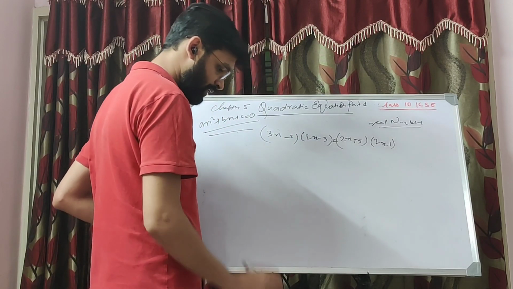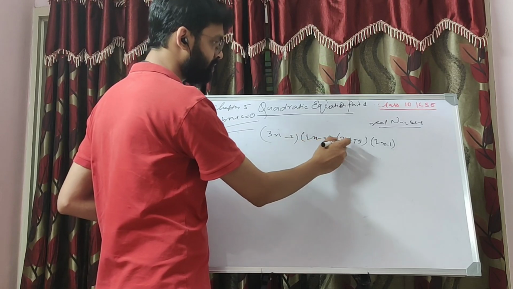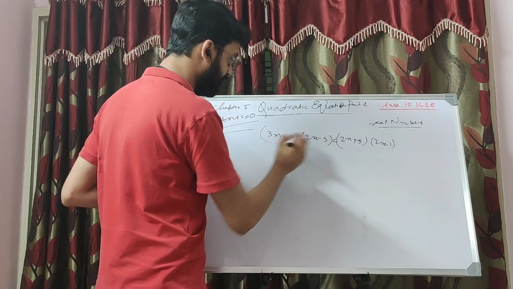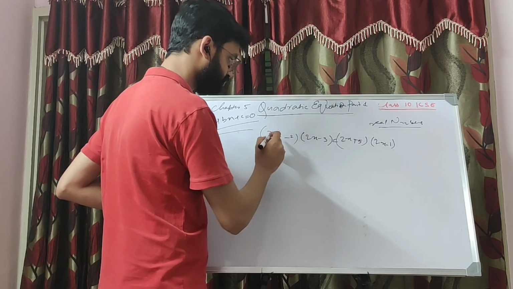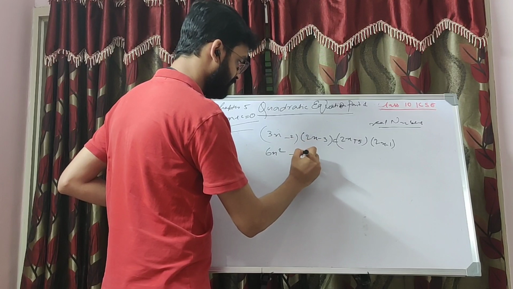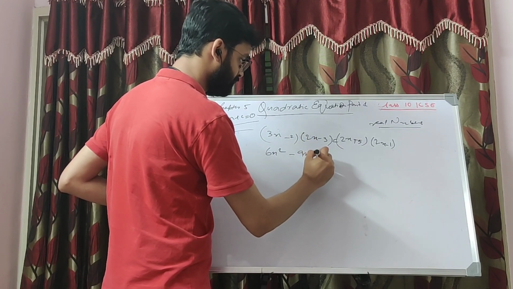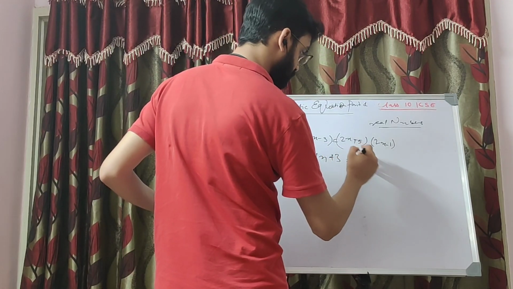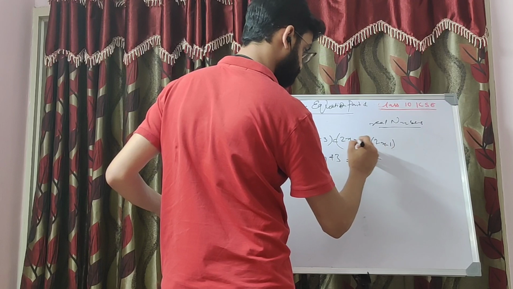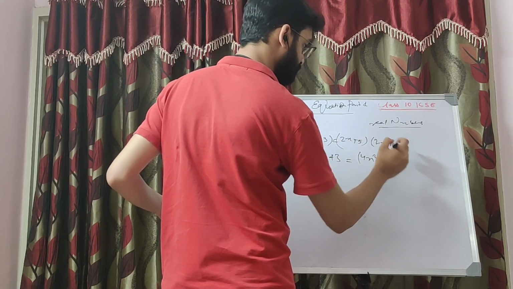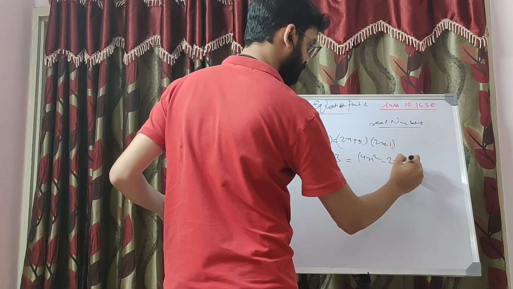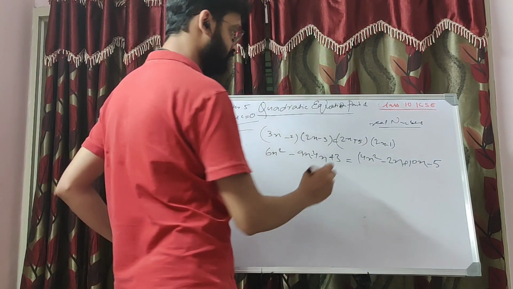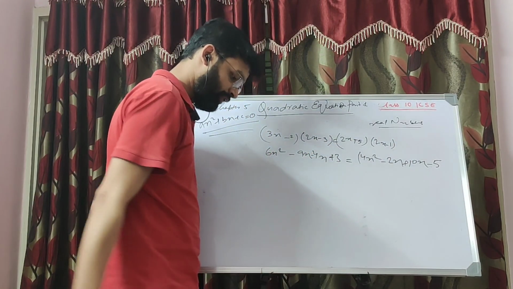Like (3x minus 2)(2x minus 3) is equal to (2x plus 5)(2x minus 1). So when we multiply, this becomes 6x square minus 9x minus 4x plus 3 is equal to 4x square minus 2x plus 10x minus 5. So these are the two sides of the equation which have been formed.